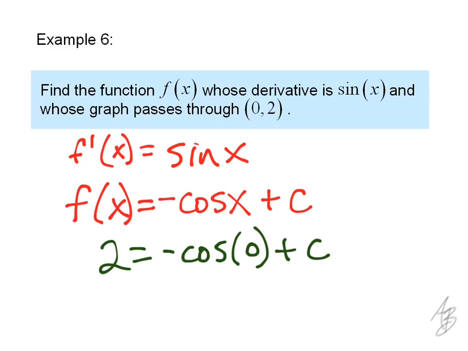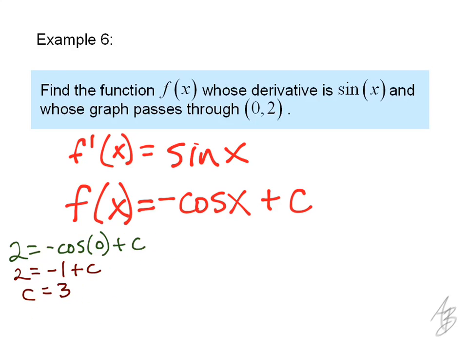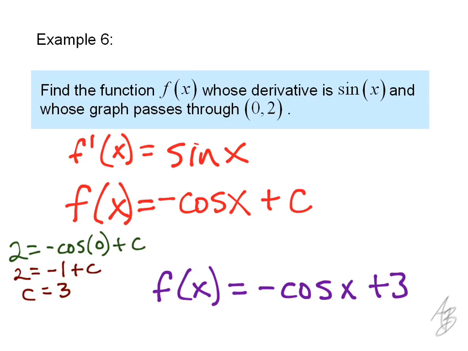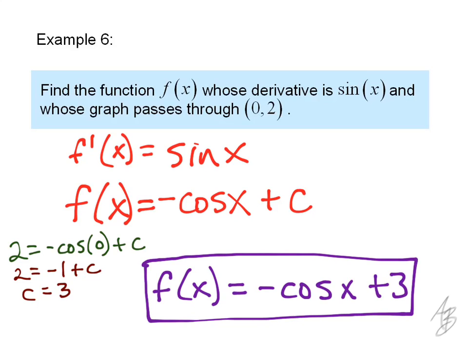You guys know what cosine of 0 is? 1. So negative cosine of 0 would be negative 1, and so c is going to equal 3. So then what is f of x going to look like? Since c equals 3, what is f of x? Negative cosine x plus 3, or you could write it as 3 minus cosine of x. That would be a little bit cleaner probably, but either way works. Does that make sense?